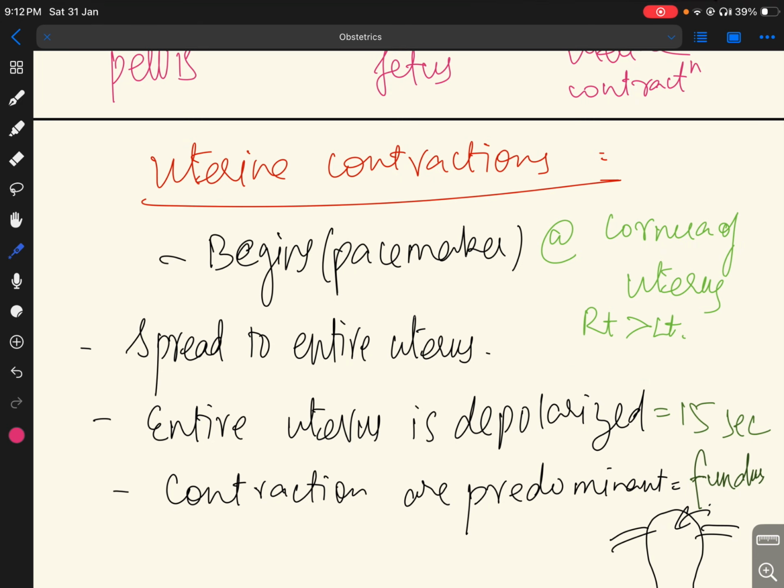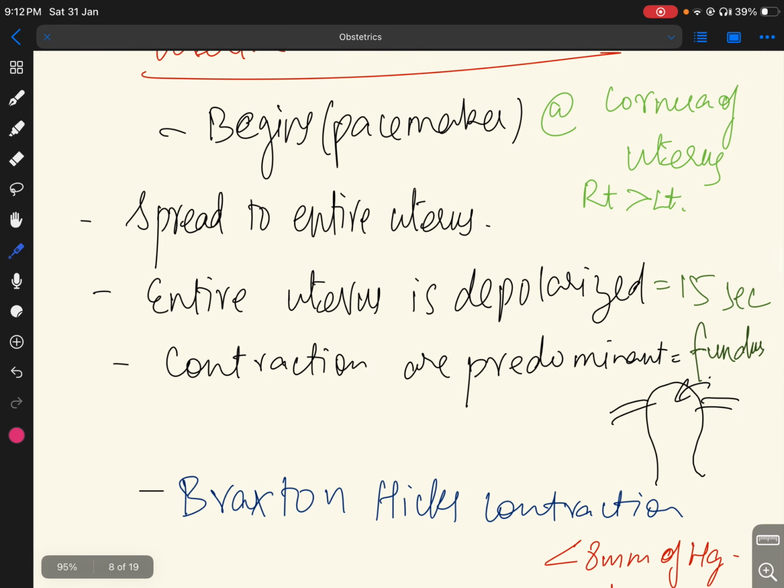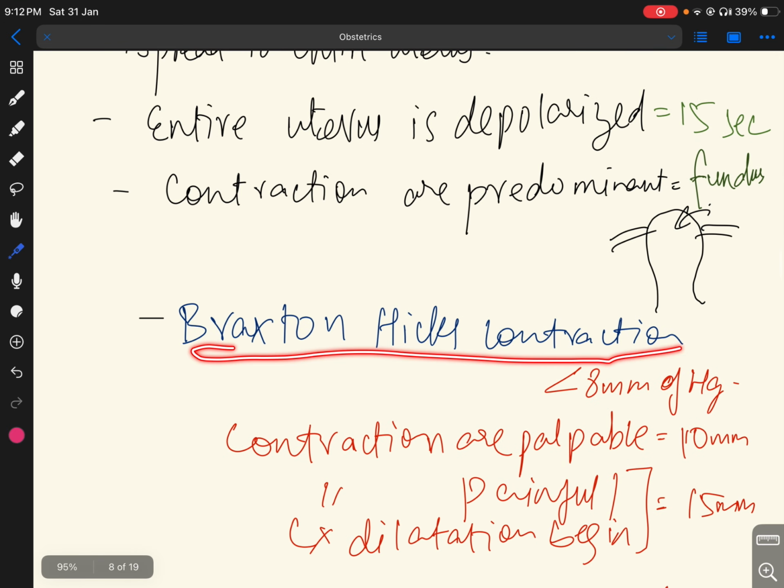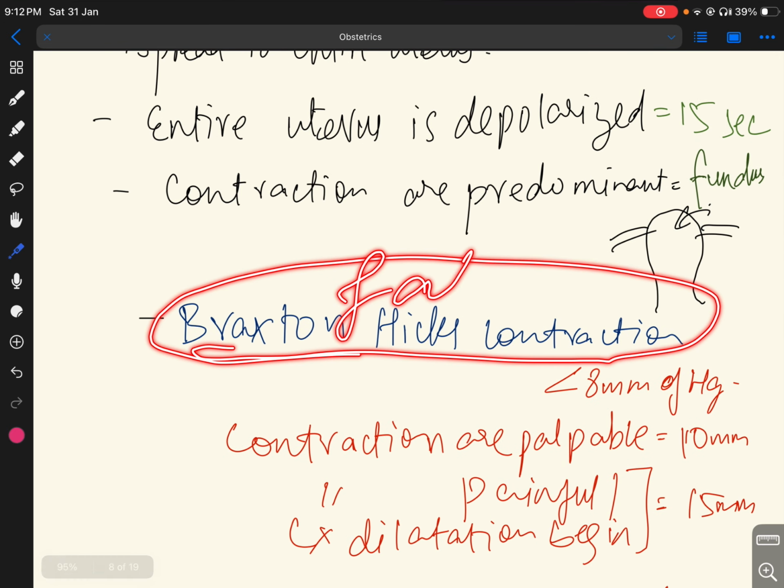Preferably, the contraction starts at the right, then the left. It spreads to the entire uterus. The entire uterus is depolarized in 15 seconds. The contractions are predominantly in the fundus of the uterus. So we'll see the values of intensity, that is the pressure. Braxton Hicks contraction, that is a false labor pain.